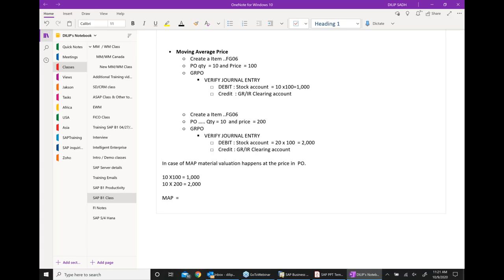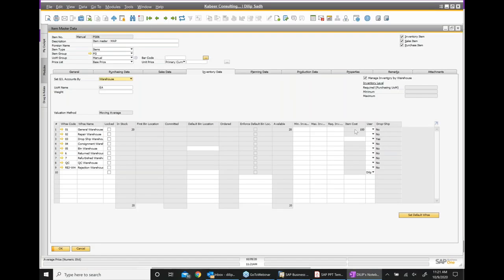So 3000 divided by 20 is 150. So that is how the system calculates your moving average price. That is what we see here. Item cost becomes the moving average price, 150. So that is how the 150 comes back here.